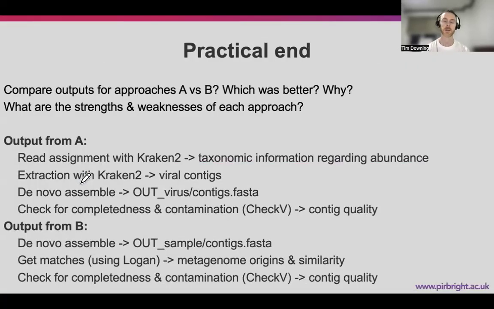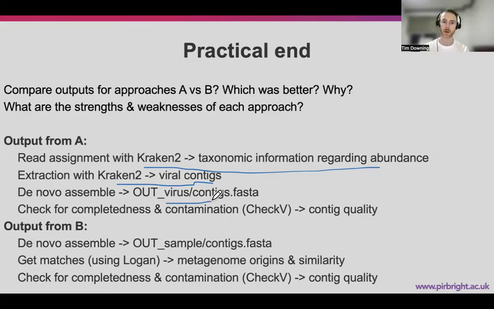So that kind of brings us to the end of the practical, and we'll check that Logan search on the server shortly. But one thing you can think about is your approaches for A and B, which is better and why, what the strengths and weaknesses of the different approaches. Bearing in mind that for output A, we're looking at Kraken2 that gives us taxonomic information. We can extract from the Kraken2 output using a taxonomic identifier to get the viral contigs.